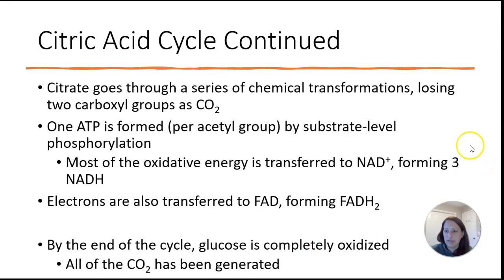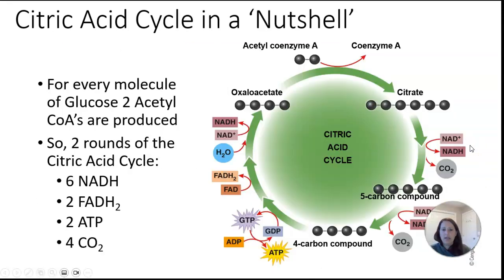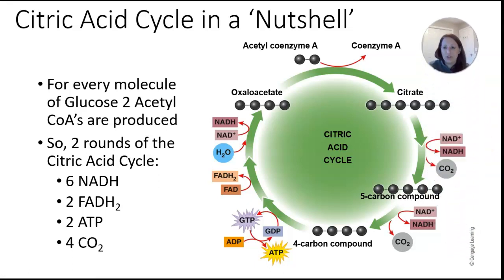Let's go to the next slide. And here is some more words for you, just so that you know all of the totals. This is the same slide that we just saw, but I want you to know that for every glucose molecule, 2 acetyl-CoAs are produced. And so we have to think about 2 rounds of this cycle. And so in total, this cycle produces 6 molecules of NADH, right?